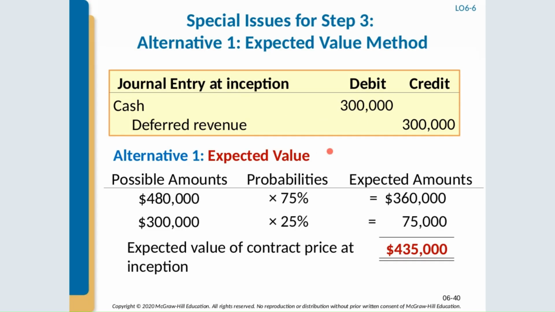So with expected value, we said we're going to recognize the 300,000 as deferred revenue. Under expected value, we're saying there's a 75% chance. Remember, it was 180,000, the bonus. So there's a 75% chance that we are going to actually get the 480, which comes out to 360. And there's a 25% chance that we're not going to meet the stipulations. And so we come up with a total of 435,000. That's under expected value. Another way to do this is to take the 180, multiply it by 75%, and add it to 300,000. And you come up with the 435.